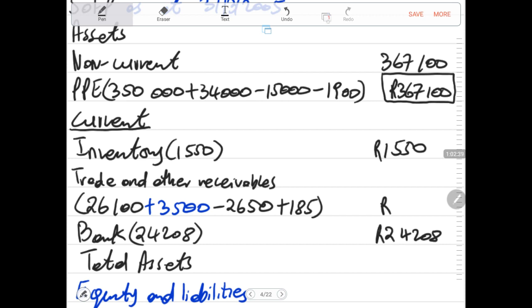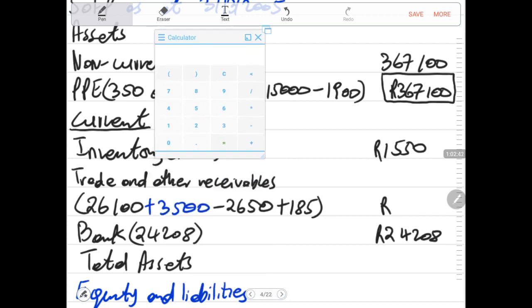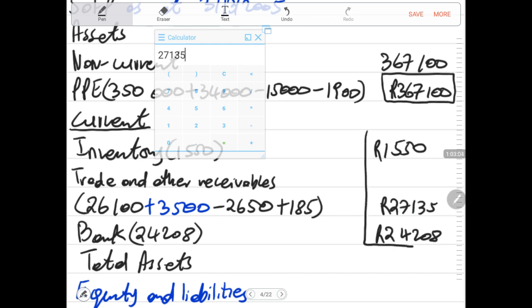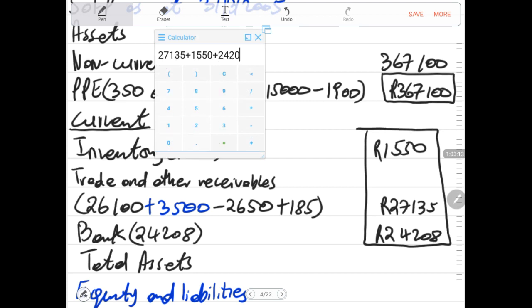Then we do the calculation immediately. 26,100 plus 3.5 plus 185 minus 2,650. We get straight to 27,135. 27,135 plus 1,550 plus 24,208. We get 52,893.